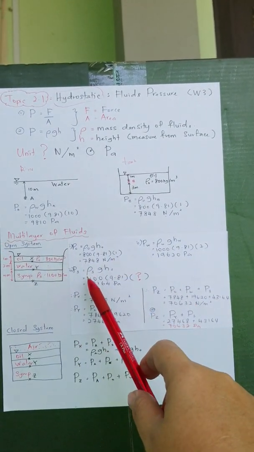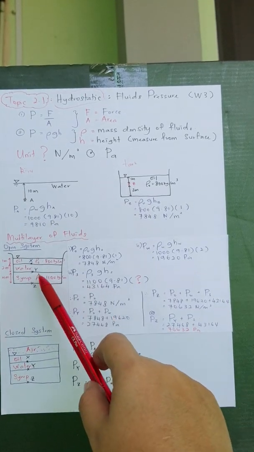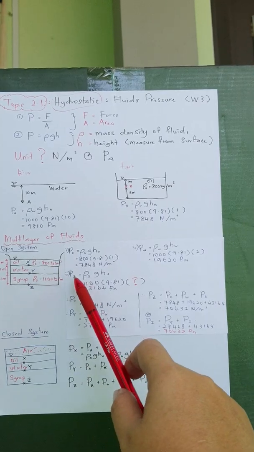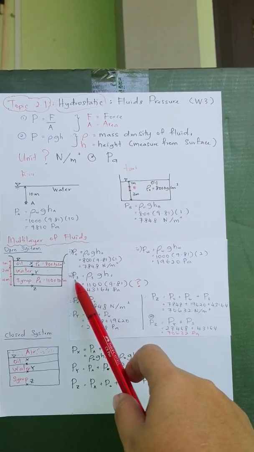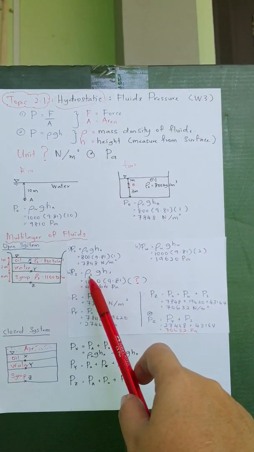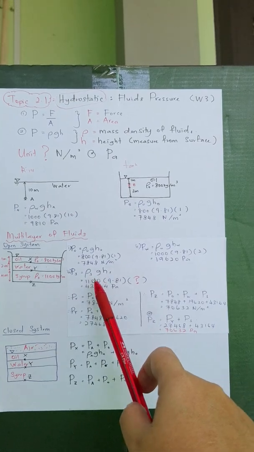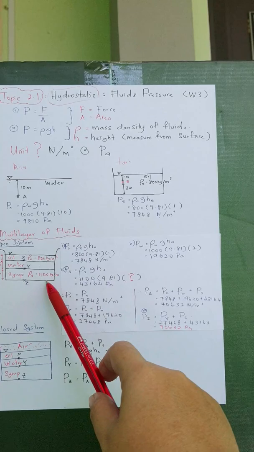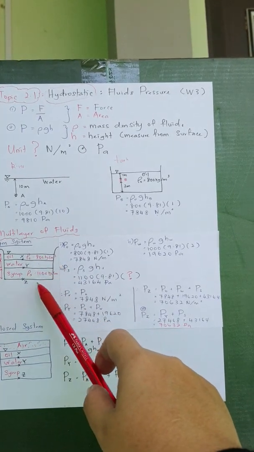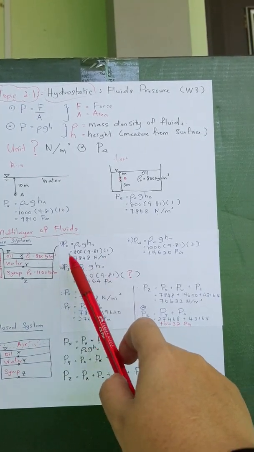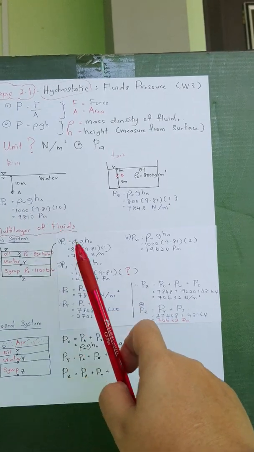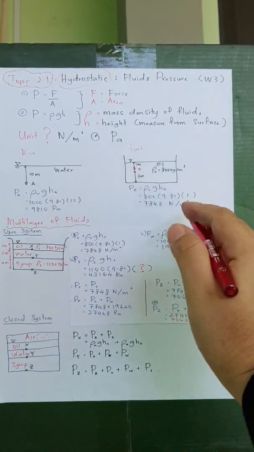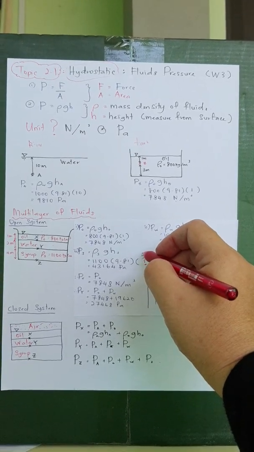If you want to calculate the pressure of syrup, the syrup only contains 4 meter of syrup. So we use the equation rho g h. So rho syrup, and what is the h of the syrup? 4 meter, not 7 meter, because h is measured from the surface of the syrup. So rho g h, where h of the syrup is 4 meter.